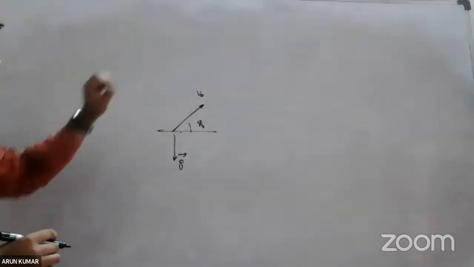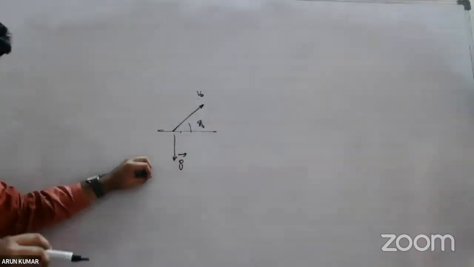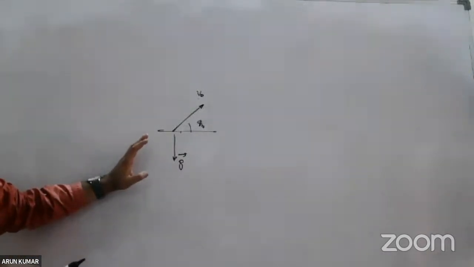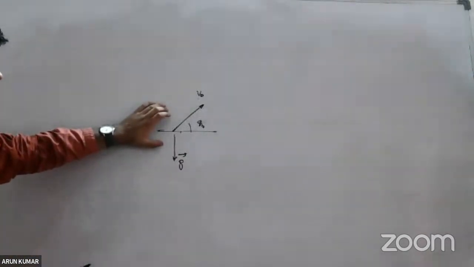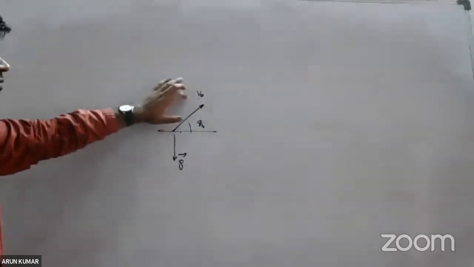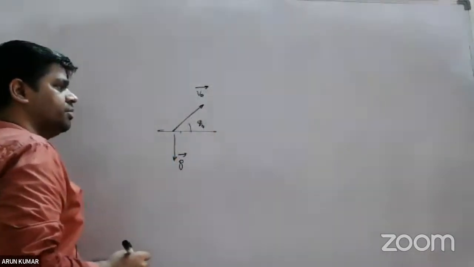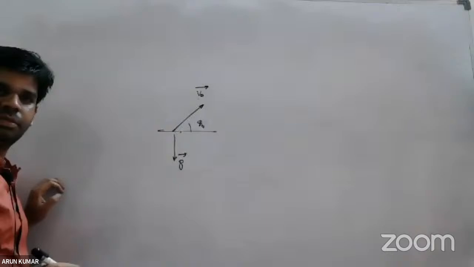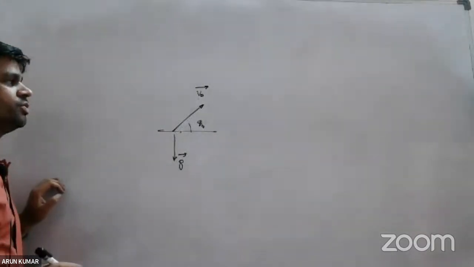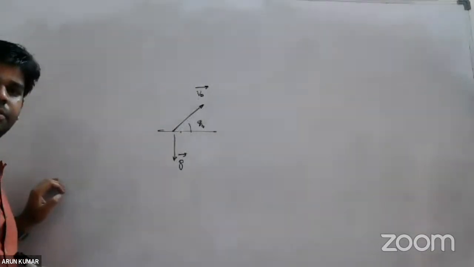So whenever you see a particle projected under constant acceleration, first see whether its cross product is 0 or non-zero. Cross product between V naught bar and G bar. Is it 0 or non-zero? Non-zero, sir. Non-zero. So what kind of path will it take?